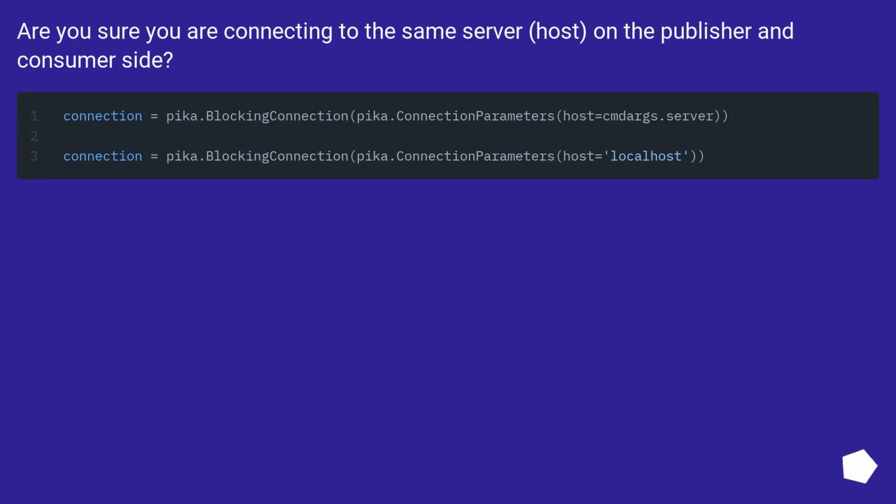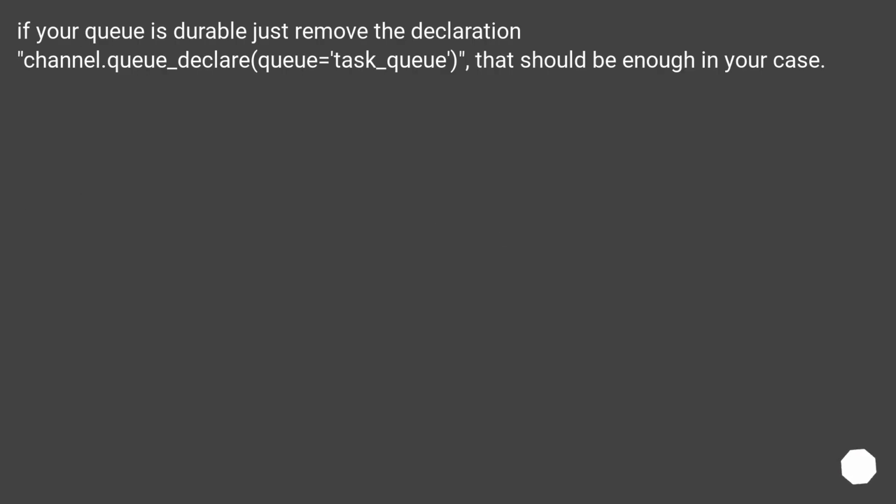Are you sure you are connecting to the same server, host, on the publisher and consumer side? If your queue is durable, just remove the declaration channel.queue_declare(queue='task_q'), that should be enough in your case.